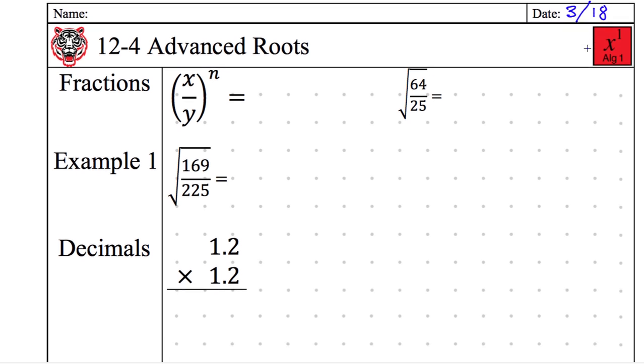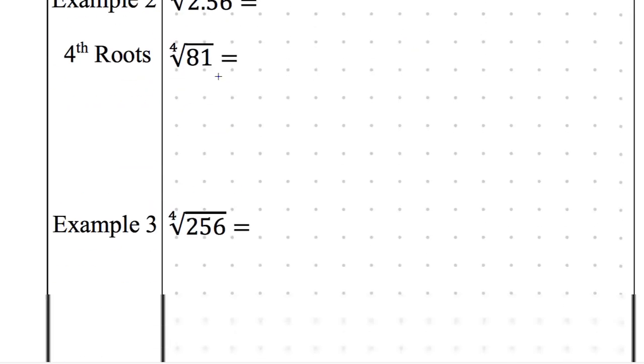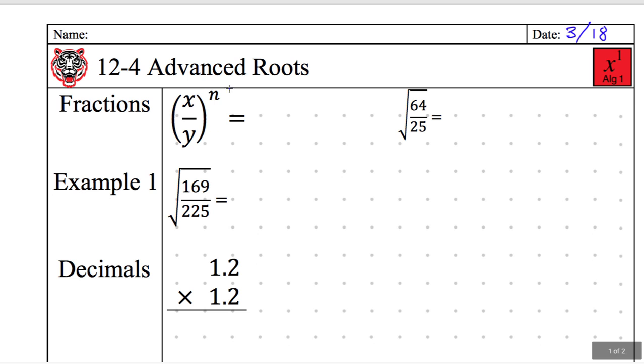All right, so last Friday, the notes I have from last Friday are right here, and I have Jose and Jessica's if they want to grab theirs. Last Friday we did square roots and cube roots, and now we're going even farther. So you'll see down here we're going to do fourth roots and fifth roots today. We learned this property on 12-1, our first lesson of Unit 12.